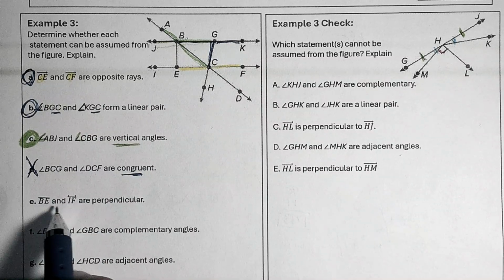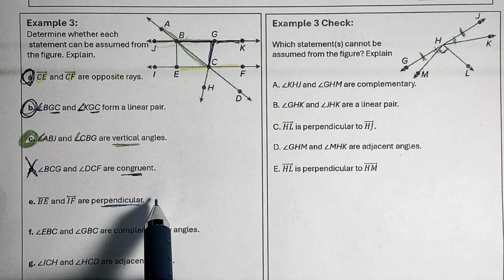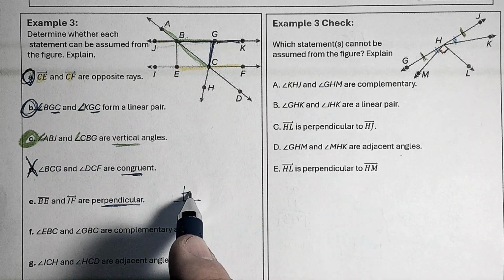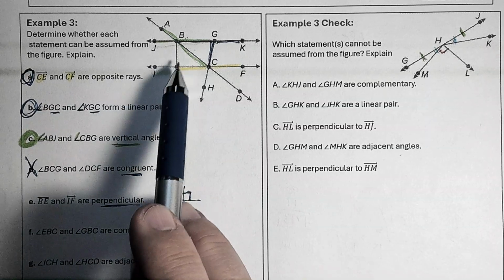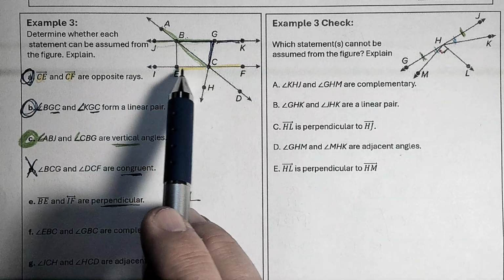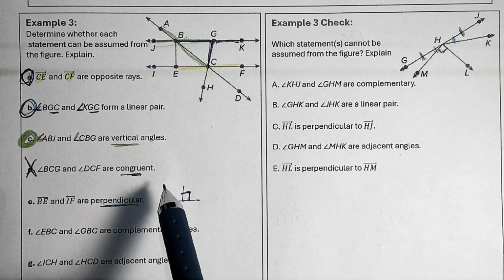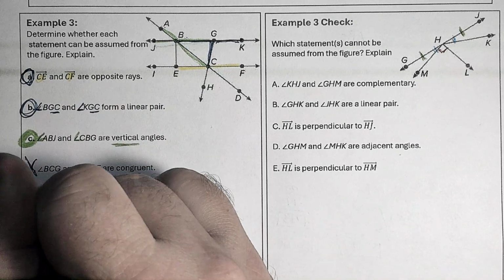All right, so BE and IF are perpendicular. We know perpendicular is identified by the box. BE and IF look like a 90-degree angle, but remember back to the very beginning, we can't make any assumptions. There's no box, so there's no perpendicular. Sorry about that.